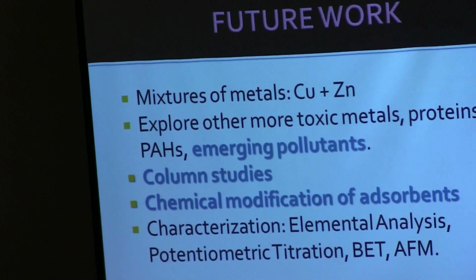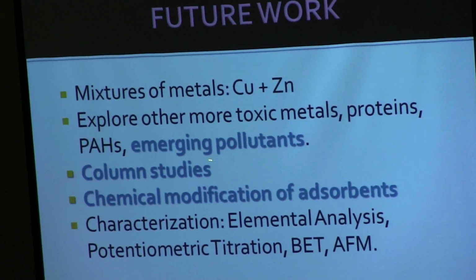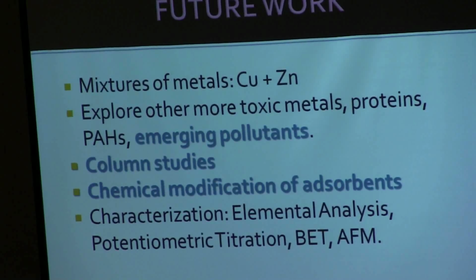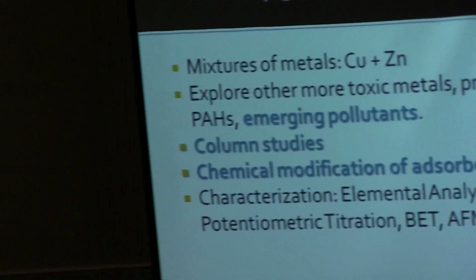Then we want to do it in a systematic way using columns. We will also use columns, and then finally we did the chemical modification of the adsorbent. Now that we identify what our special functional groups are, can we overpopulate our surface with those active sites? That's also one of the goals that we're doing right now.